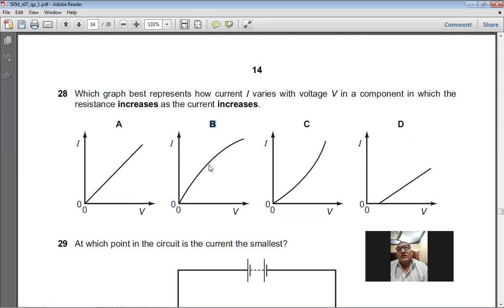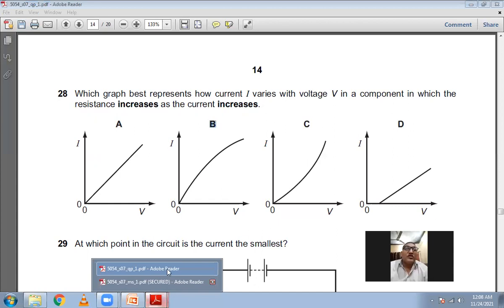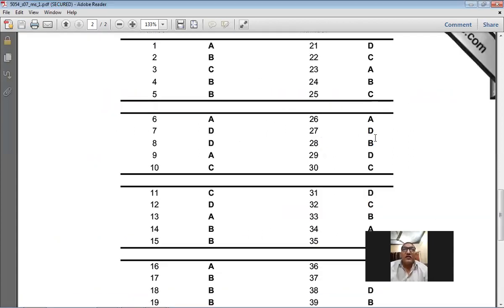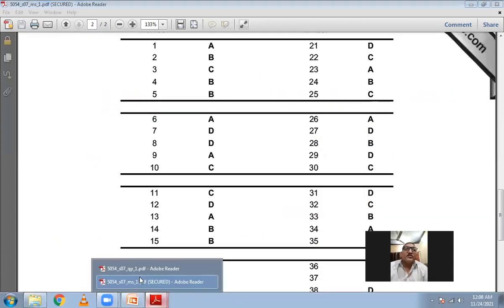Because here the resistance is equal to the reciprocal of the slope. So if the slope decreases, the resistance will increase. So I think B is the best option. Question number 28. B is the right option, sir.